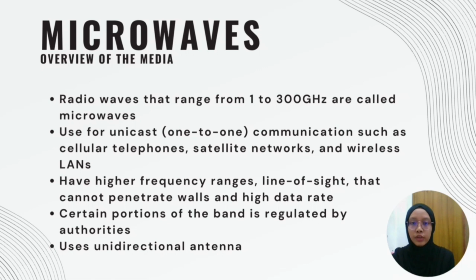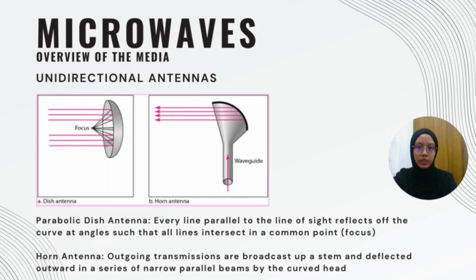Microwaves use unidirectional antennas. There are two antennas, which are the dish antenna and the horn antenna. Parabolic dish antenna: every line parallel to the line of sight reflects off the curve at angles such that all lines intersect in a common point called the focus. Horn antenna: outgoing transmission is broadcast upstream and deflected outward in a series of narrow parallel beams by the curved head.